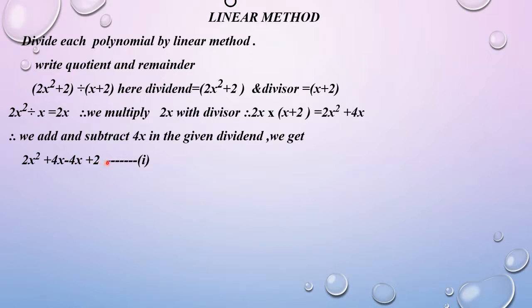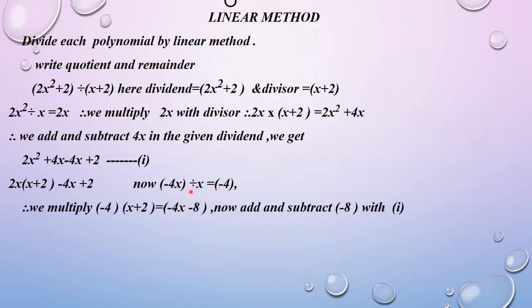That we will take as equation number 1. Now, taking 2x square plus 4x, we will write it as 2x multiplied by x plus 2, and the remaining terms as it is, minus 4x plus 2. Now, next term is minus 4x. We will divide this minus 4x with the first term of the divisor, that is x. So we will get the quotient as minus 4.